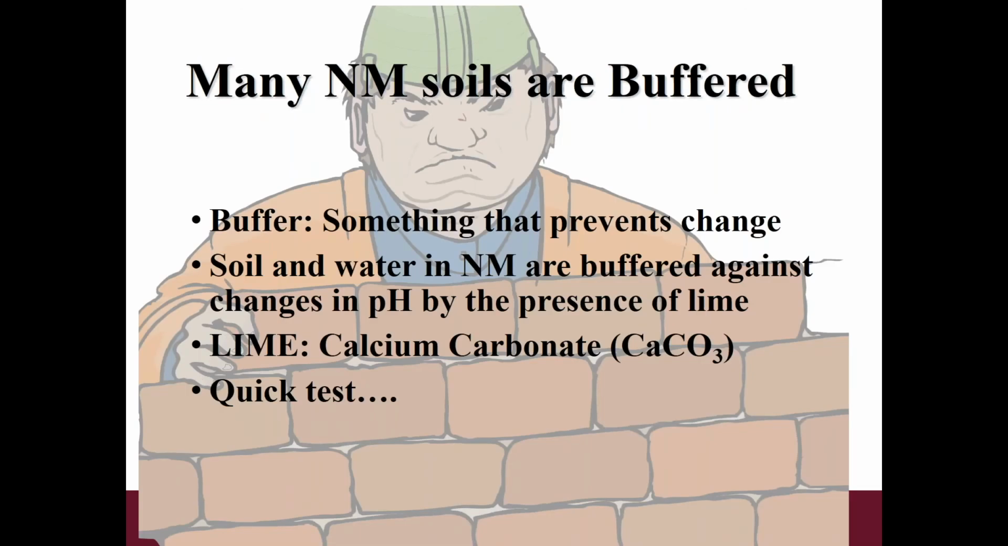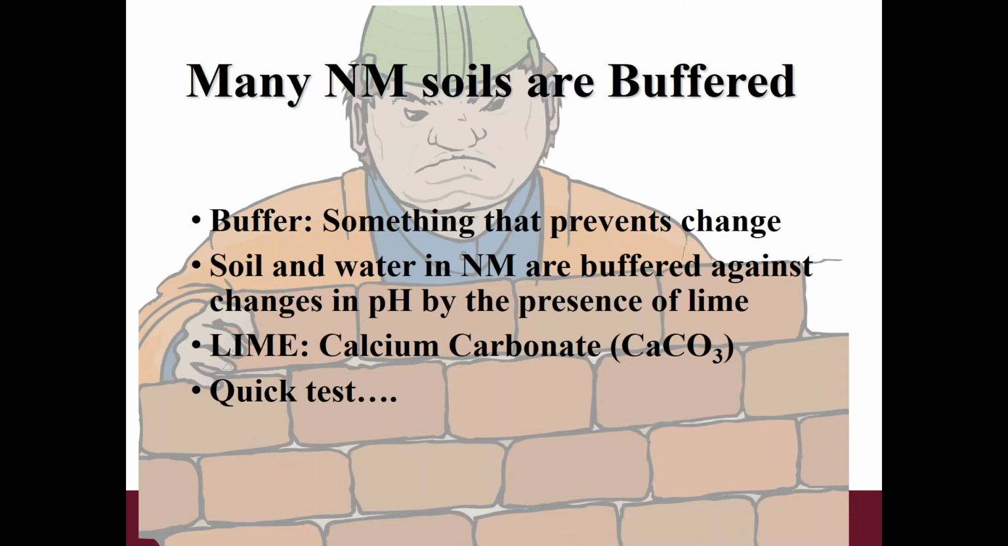Well, one of the things that happens in New Mexico is that all these soils with lime, which is a very big majority of them in our ag lands, are buffered. That means something that's going to prevent change. Our water in New Mexico is buffered against changes in pH by the presence of lime. And of course, lime is calcium carbonate.